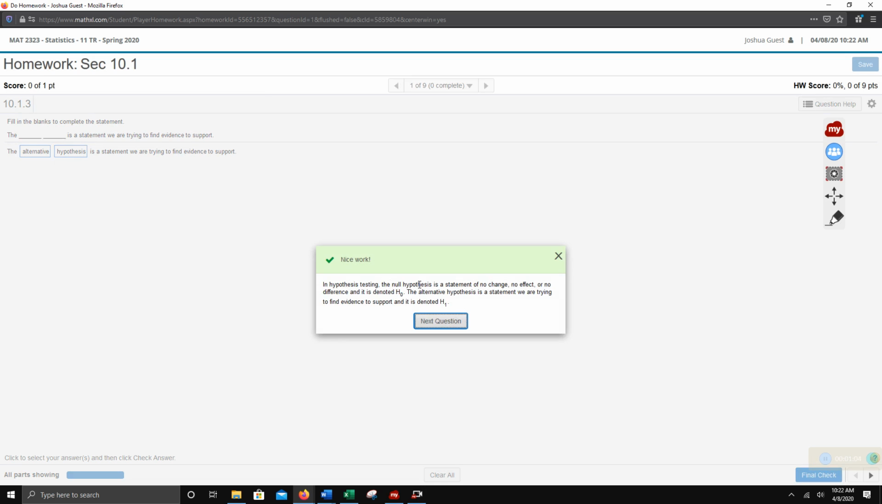So the null hypothesis, no change, right? And it's H sub 0. The alternative hypothesis is what we're trying to find evidence to support, and it's denoted H sub 1.